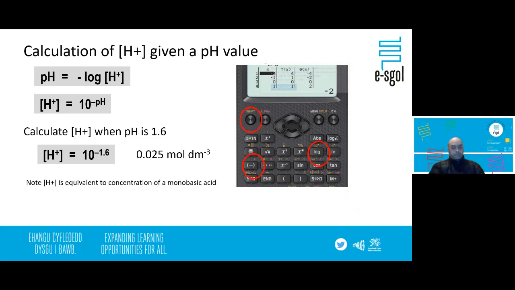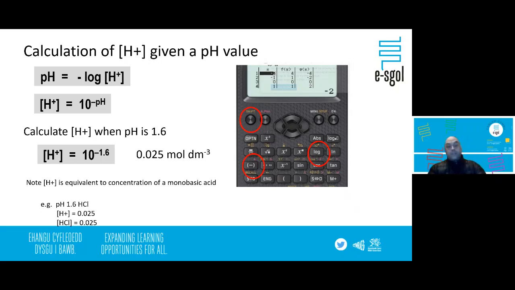Now, you can never tell what the examiner's going to ask you. They may ask you, not for the H+ concentration, but for the concentration of the actual acid. So for example, on a monobasic acid like HCl, you can see I've just literally done the calculation like we've done earlier. I've worked out my H+, and we're going back to that principle that for every mole of H+ ions on a monobasic acid, the concentration of the acid will be the same.